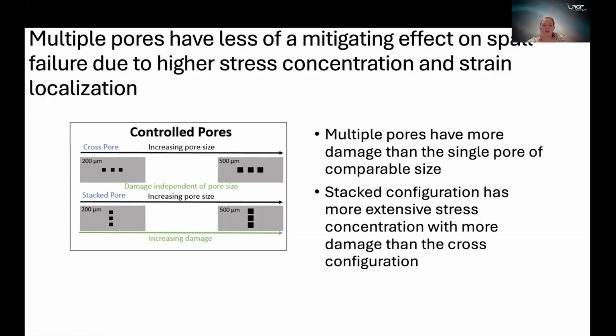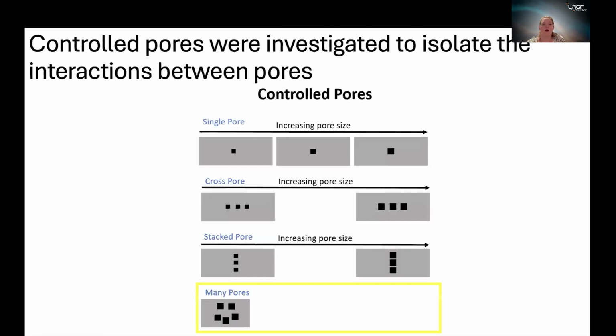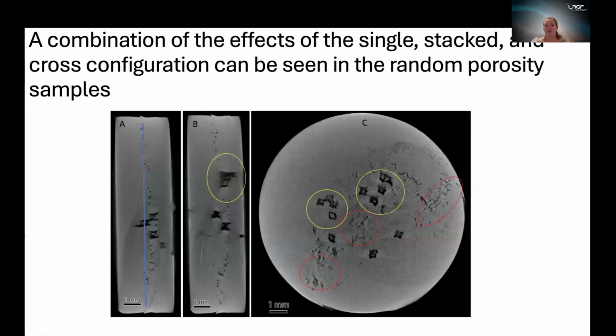So now we'll consider the many pore configuration. We'll see a combination of both the single pore, cross pore, and stacked pore throughout the sample. So this sample had many pores placed throughout the sample. They were randomly placed, so some of them are grouping together. As you can see in figure B, there's multiple pores stacked together.